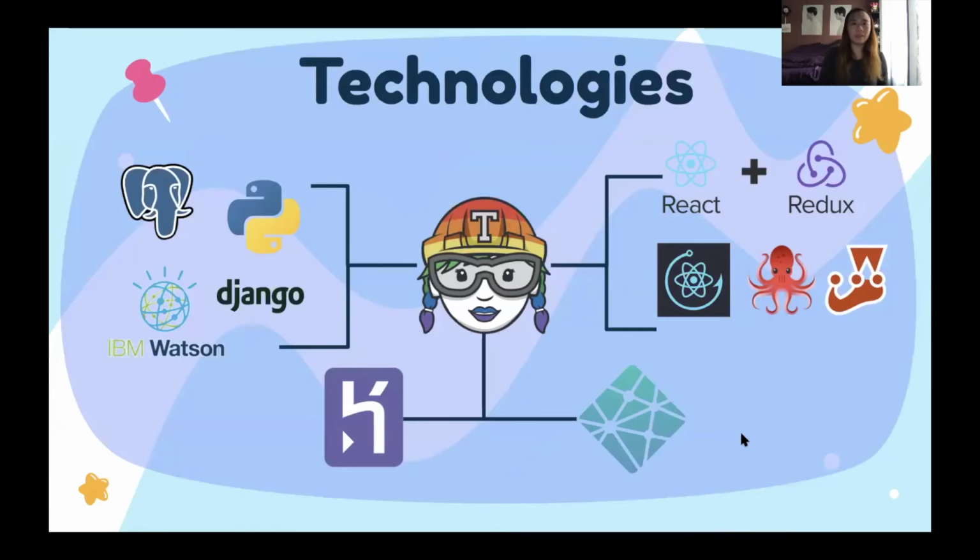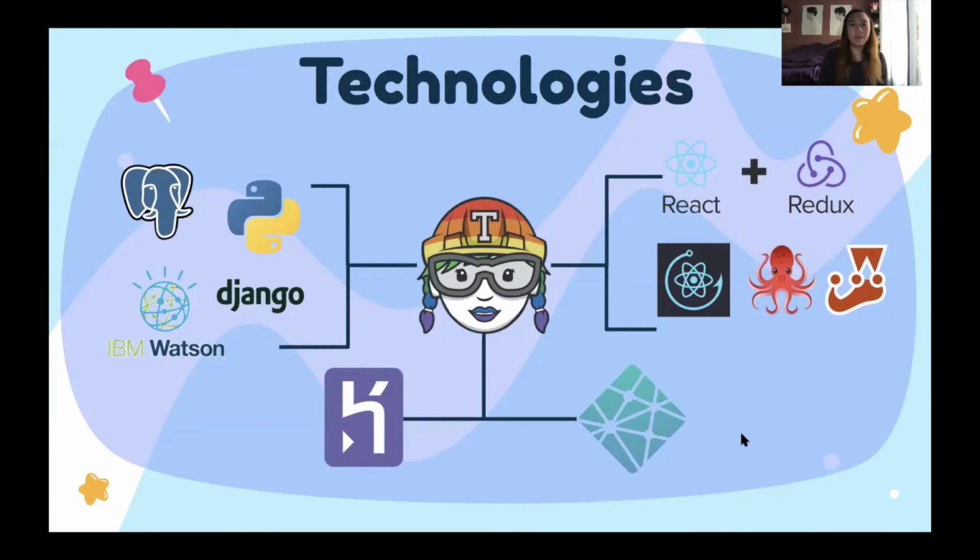Gumberoo incorporates a variety of technologies. On the back end, our service was built in Python Django with a PostgreSQL database. We made API calls to IBM Watson's Tone Analyzer to return an analysis on each student's response on how they felt after each assessment. On the front end, our application was built in React with React hooks. We used Redux for global state management.